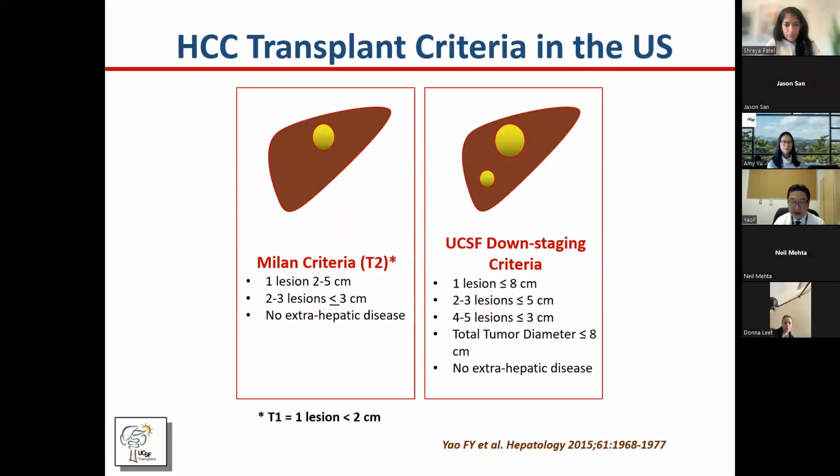Now, currently in the United States, patients are eligible for receiving priority listing or MELD exception if the tumors are within T2 criteria, part of Milan. T1 means a single lesion less than 2 centimeters. These patients are not eligible for liver transplant priority listing, only T2 within Milan criteria. And the other group that now receive automatic MELD exception are the ones that have been successfully downstaged to within Milan criteria, using the criteria as shown here, proposed by our group at UCSF.